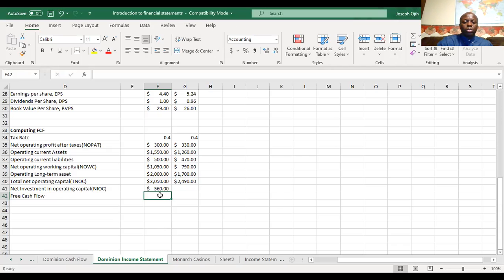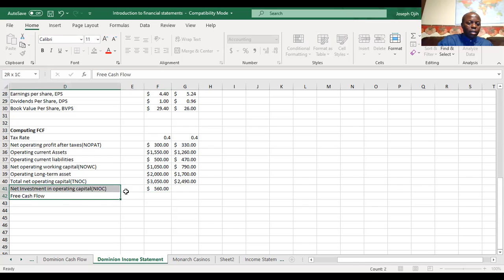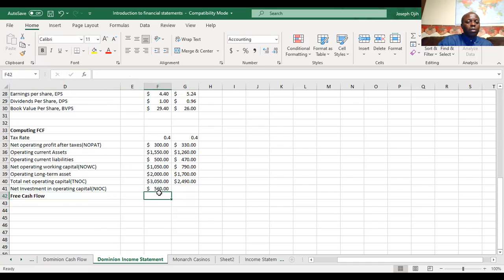NOPAT equals net operating profit after taxes. That's the free cash flow, I mean to say. Let me make it tick, because that's meant while calculating here. So free cash flow equals net operating profit after taxes minus net investment in operating capital. Say negative 260. This is our free cash flow right here.